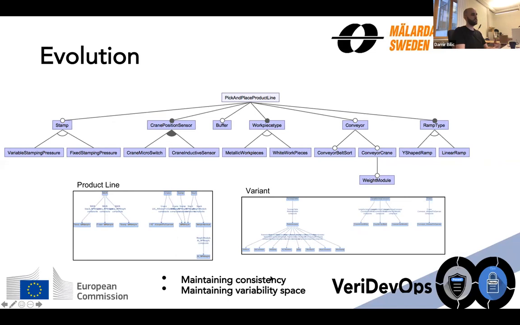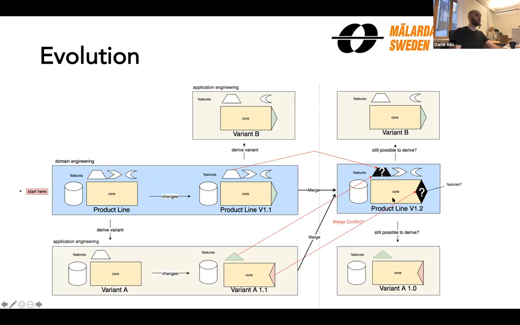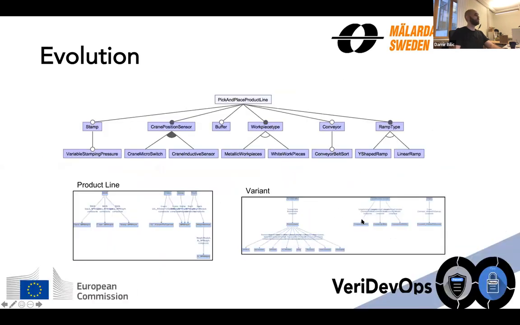So making sure that you cannot derive any broken systems. There are rules, for example, that every attribute needs to have a type. So you cannot have untyped attributes or such inconsistencies. And then we also maintain the variability space. Once the merge is done, it must still be possible to derive every existing variant from the product line. So yeah, that's what we do.